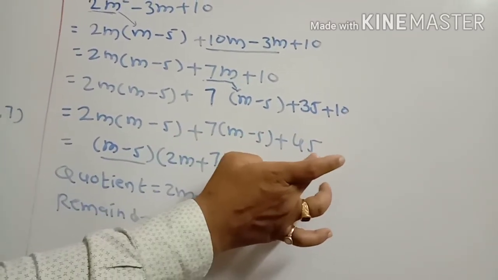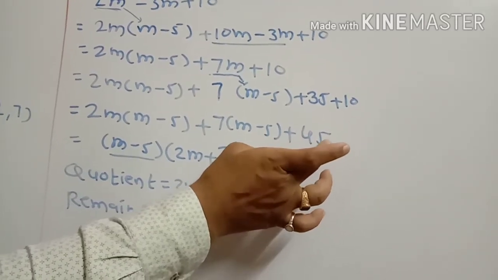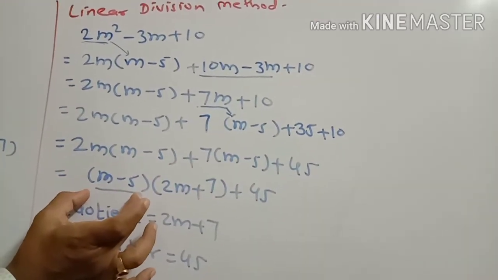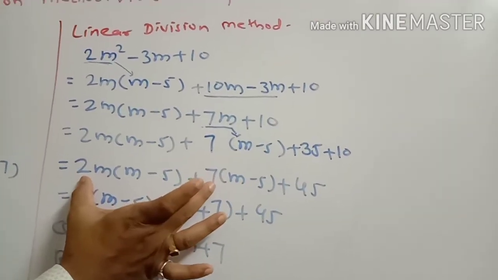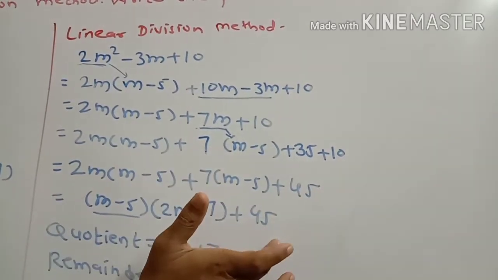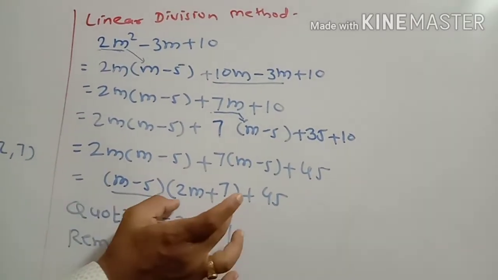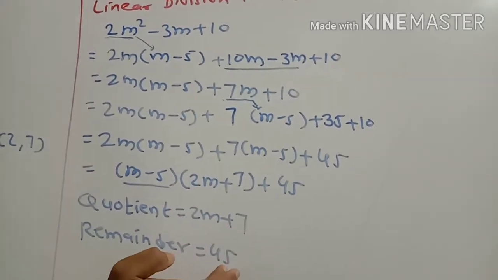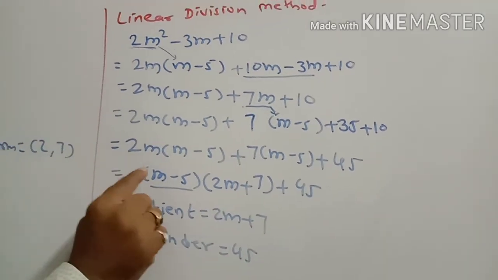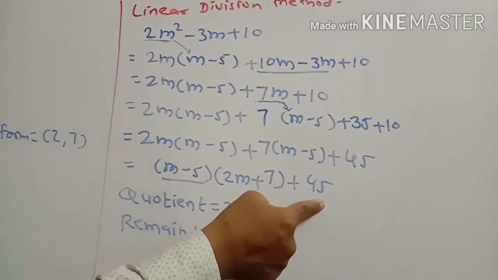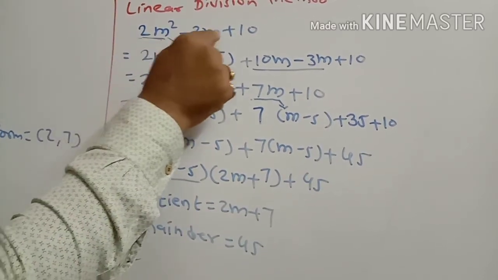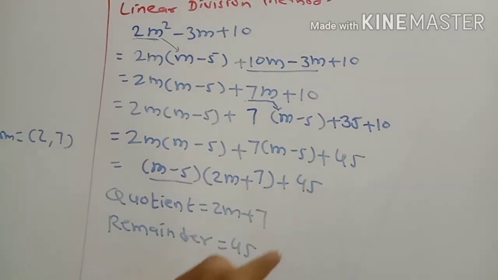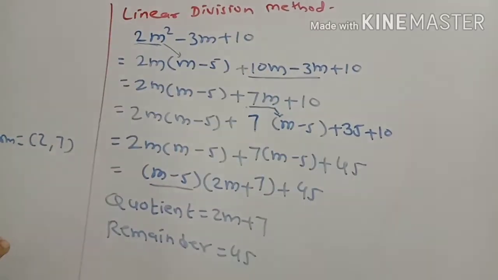Again, now here there is no variable, therefore it is the constant term, and the constant term is the remainder. Now from these first two terms, m minus 5 gets common. The remaining terms we write in bracket, 2m plus 7, plus 45, and this is the divisor. The remaining is the quotient, that is 2m plus 7 is the quotient, and this is the remainder 45. That is, it is in the form of dividend equals divisor into quotient plus remainder, and dividend means 2m square minus 3m plus 5. Divisor is m minus 5, quotient is 2m plus 7, and remainder is 45, and this is the linear division method.